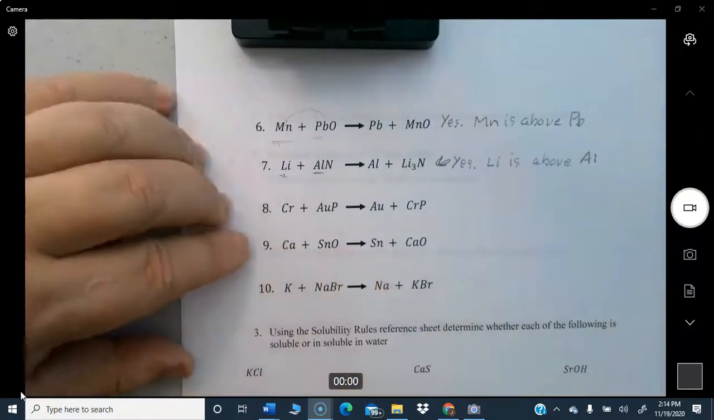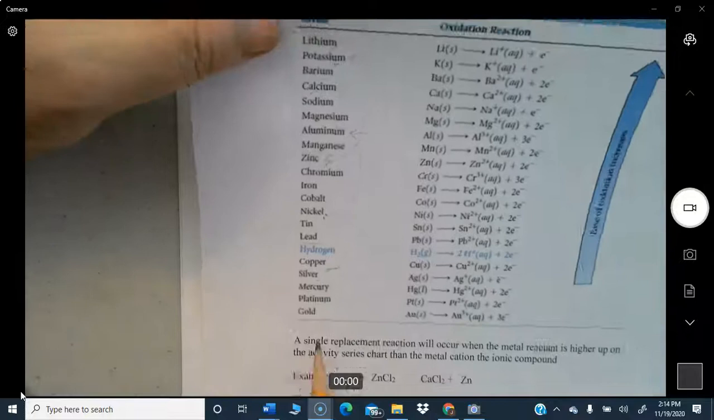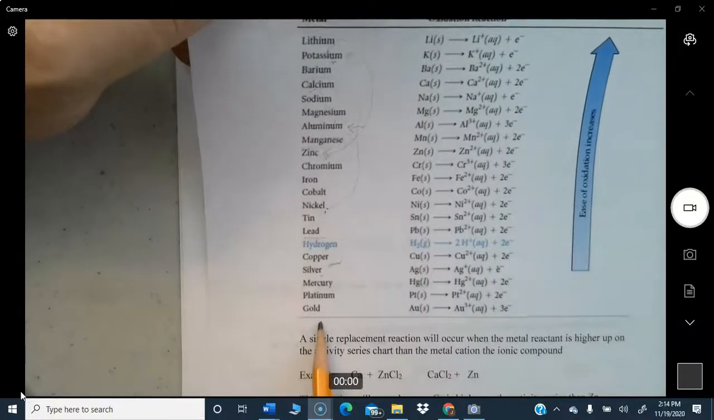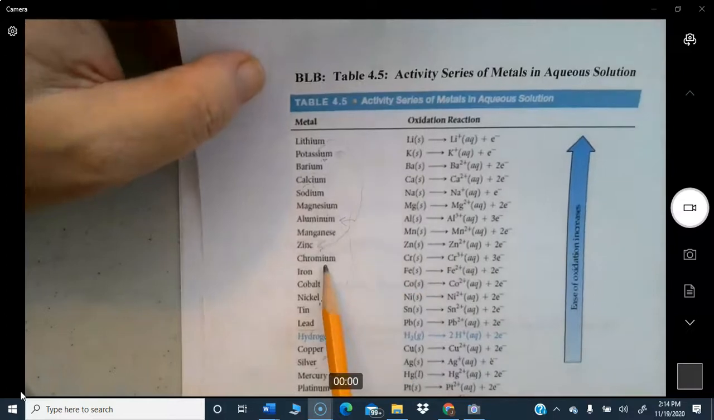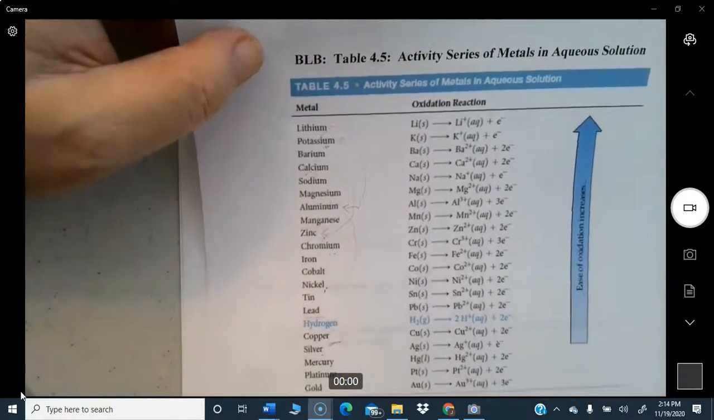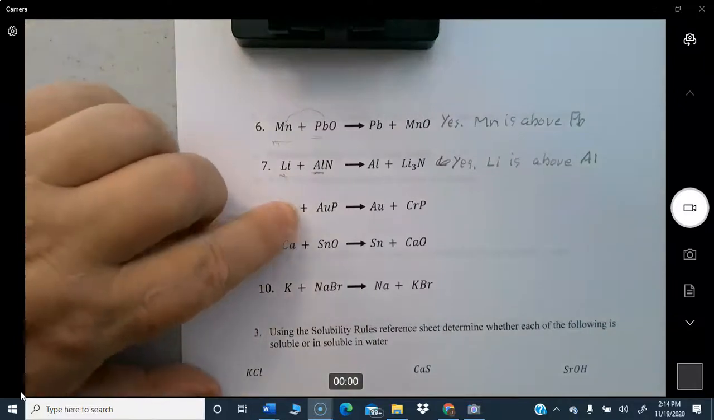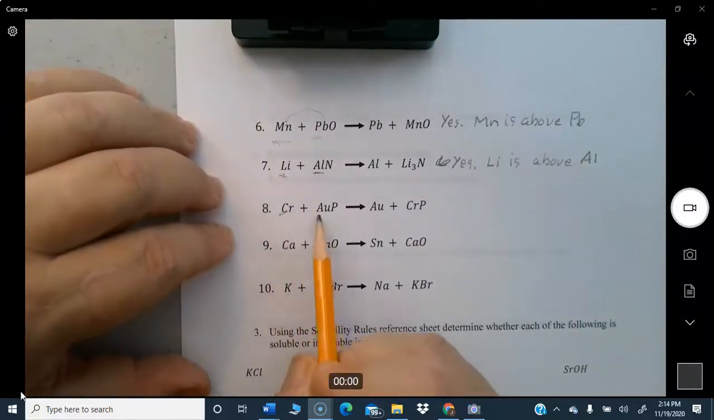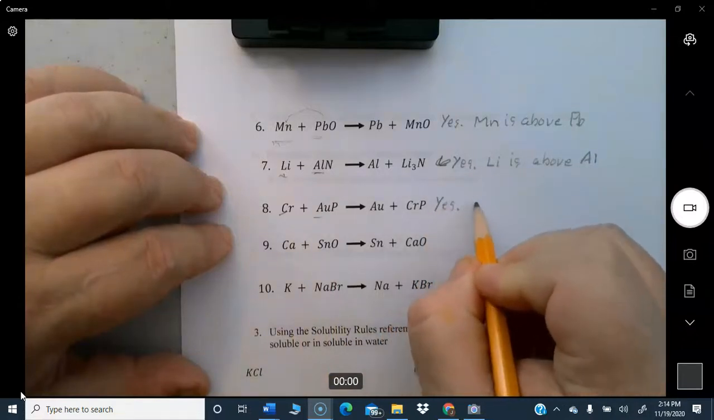Okay, and I'll do one more with you here. This is chromium, and gold is Ag. Gold is absolutely at the bottom right there. Chromium is right here, kind of in the middle. So chromium is above gold. That's where it needs to be. The first one has to be above the second one. So yes, that will take place.